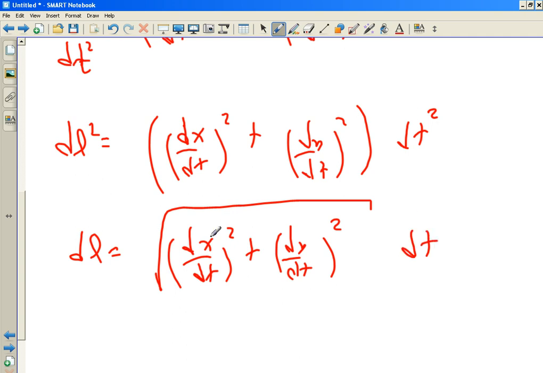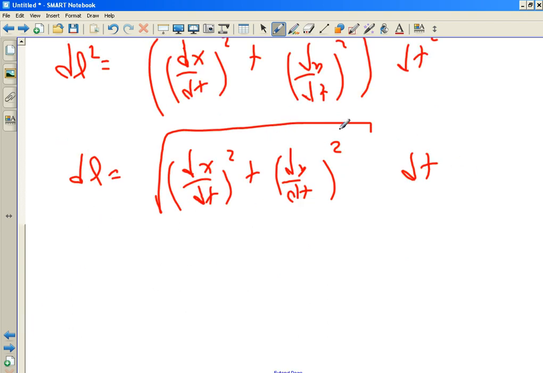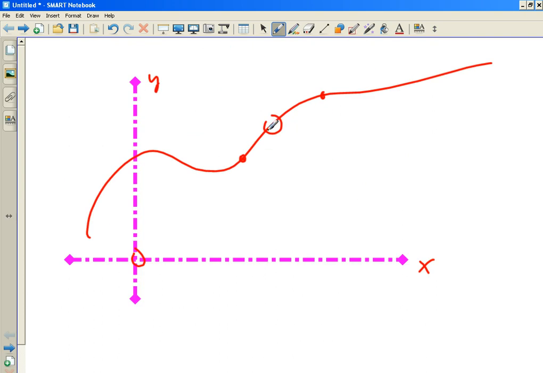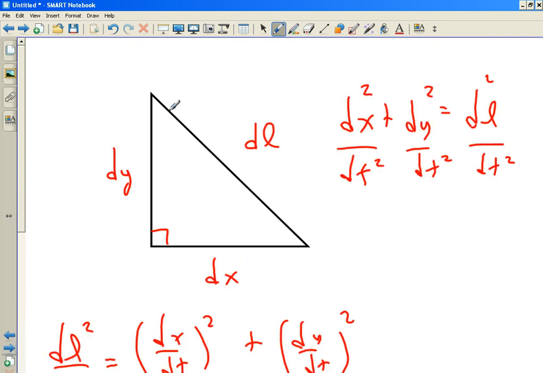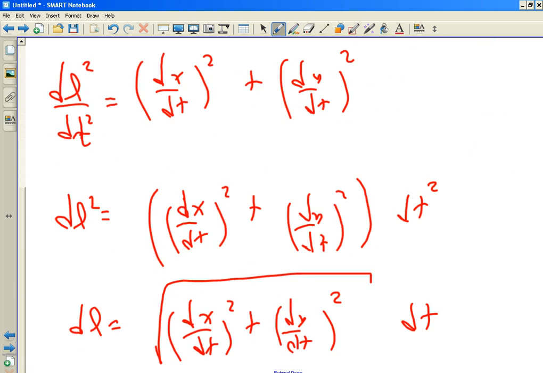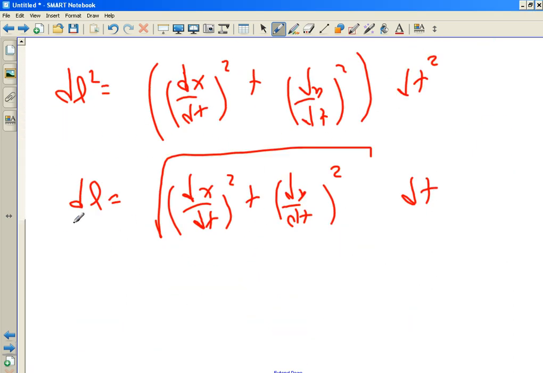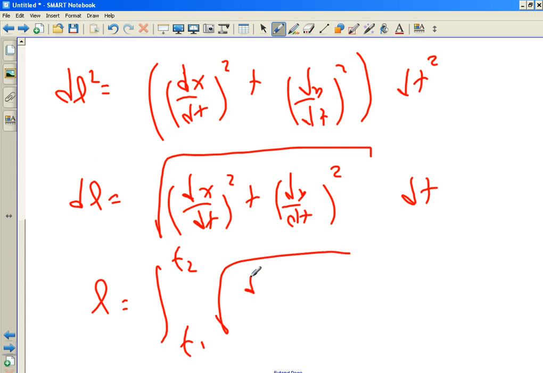Now how do you get rid of the d? Integrate, right. So this is my Riemann statement. This is the length of that little piece, which we're simulating with this little straight line segment. That's dl. I want to get L. I want to add up all the little pieces. So L is the integral from t1 to t2. Remember, this is a function in time. So you start at some time and you end at some other time, of this radical.